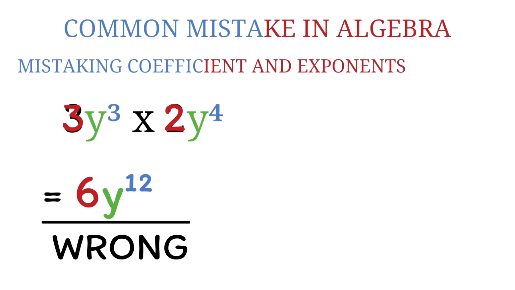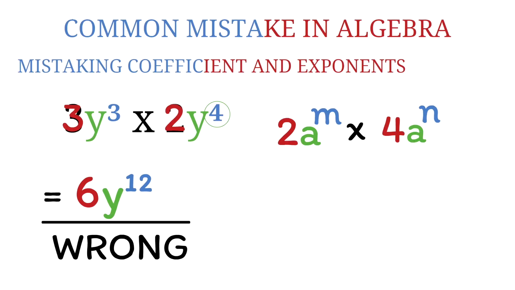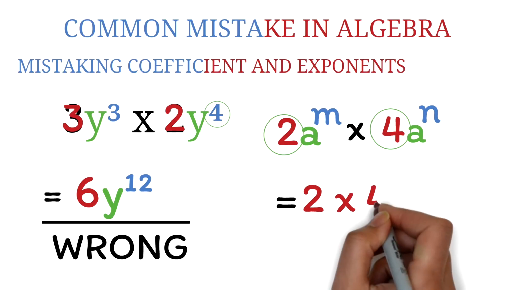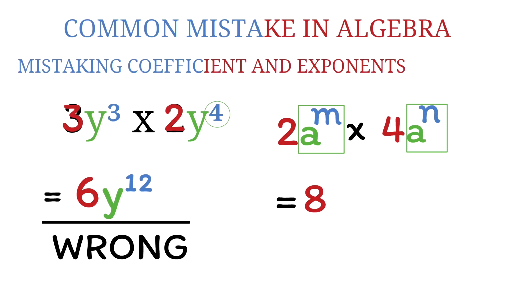Students make this mistake because they assume that since the coefficients and variables 3y and 2y are multiplying, then their exponents 3 and 4 must also be multiplying. But this way of thinking is wrong. The rules that apply to the coefficients and variables when multiplying do not apply to the exponents. When two variables with exponents are multiplying, for the coefficients, that is, the numbers in front, we multiply them as usual.